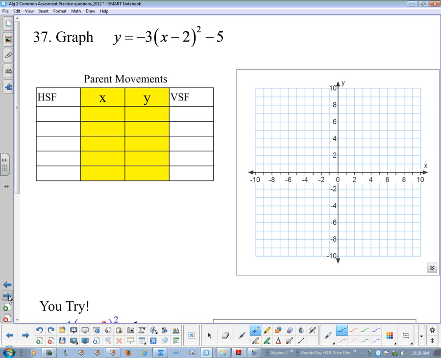Number 37, we're graphing a quadratic. I'm going to do the top one. I have one for you to try down on the bottom. So watch. Can I use a parent for this? Yes, it's a quadratic. It's in transformational form. HK. What's HK up there? 2, negative 5. All right, 2, negative 5. We can put an X there if you want. 2, negative 5.